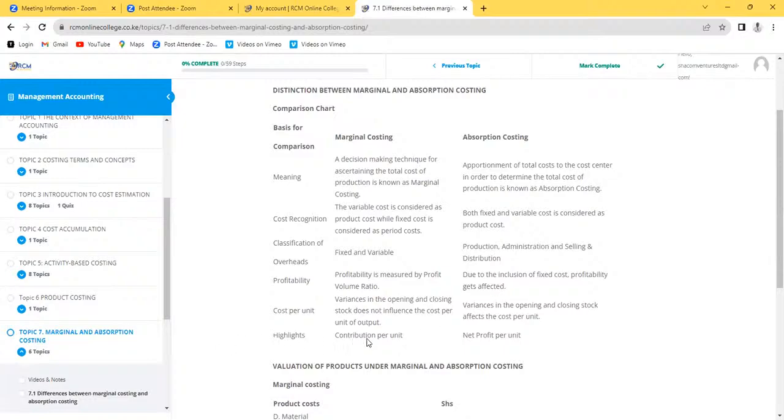Then it highlights contribution per unit. We are going to deal with the contribution per unit here, that is gross and net, while under absorption costing, we are going to deal with unadjusted profit, and then finally look at the adjusted profit.